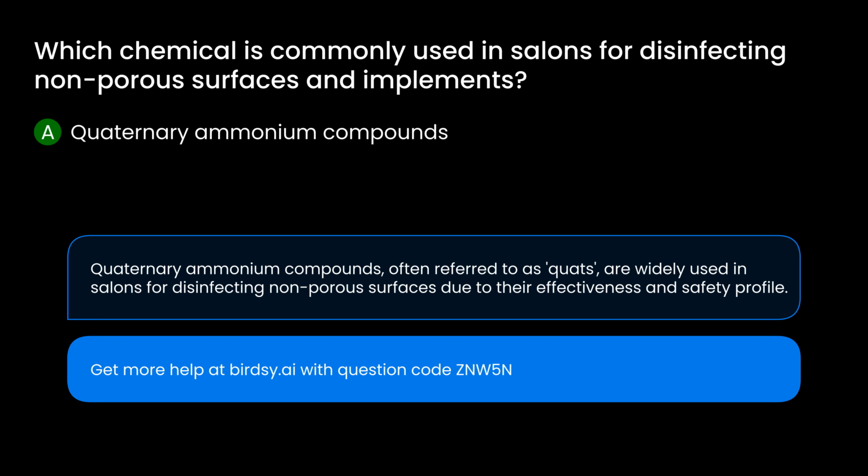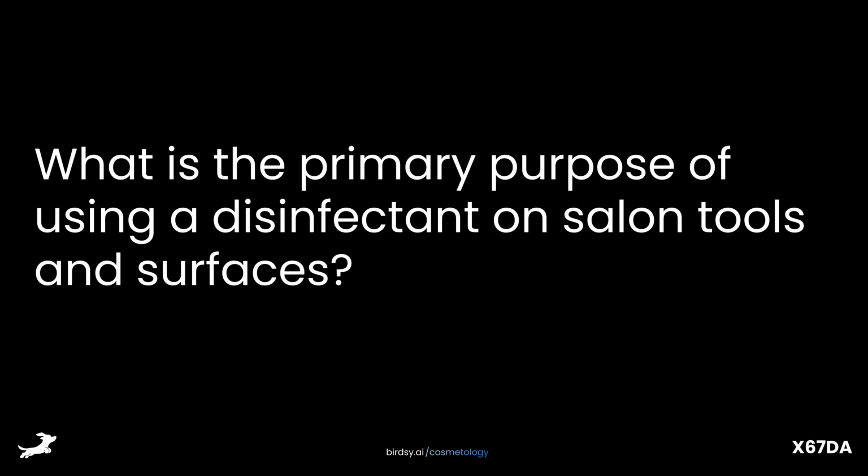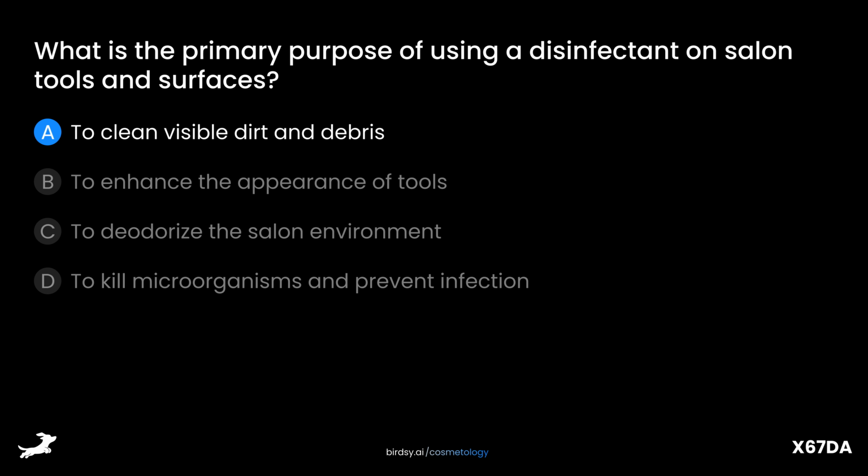effectiveness and safety profile. What is the primary purpose of using a disinfectant on salon tools and surfaces? Is it A, to clean visible dirt and debris? B, to enhance the appearance of tools? C, to deodorize the salon environment? Or D, to kill microorganisms and prevent infection?